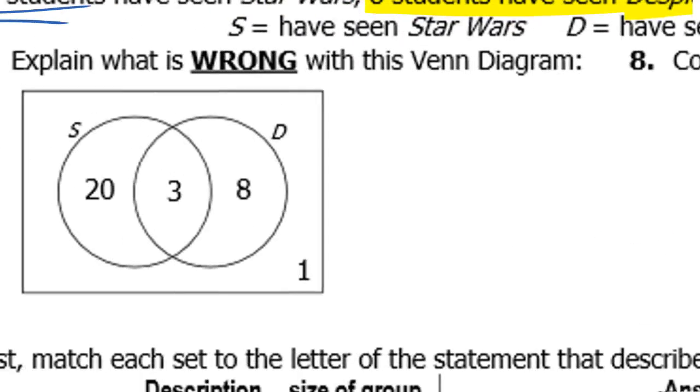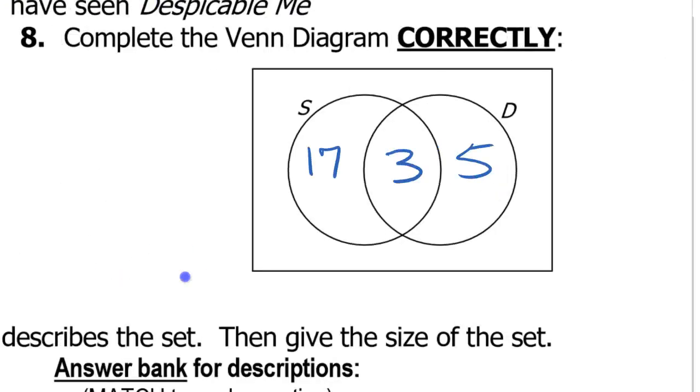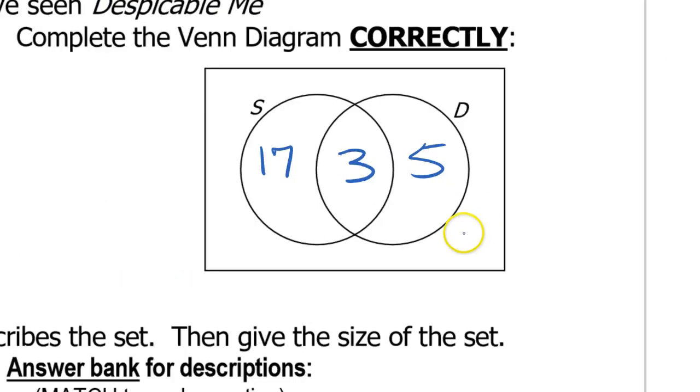So in the original wrong diagram, we had 1 student here who hadn't seen either movie. But now we see that really it's 7, for a total of 32.